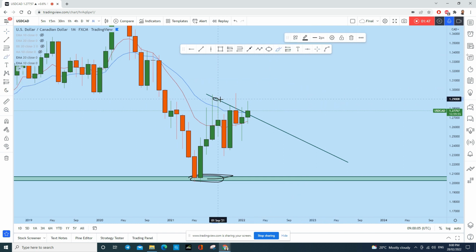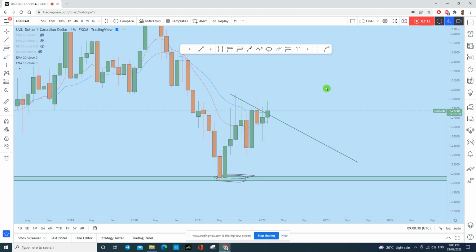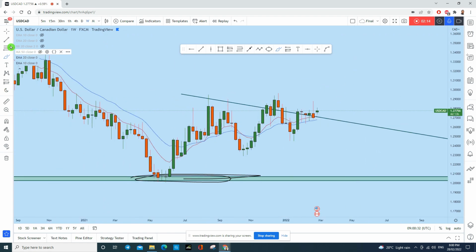If you see, there is a resistance here, resistance here, resistance here. Now we see that literally this monthly candle is going to close above this resistance, and this candle is closing tomorrow in Sydney time, in your zone, whatever time it is. So we could see potentially a little bit of retracement to this level and then potentially rise up on USD CAD. Let's see on the weekly time frame how the price action is forming.